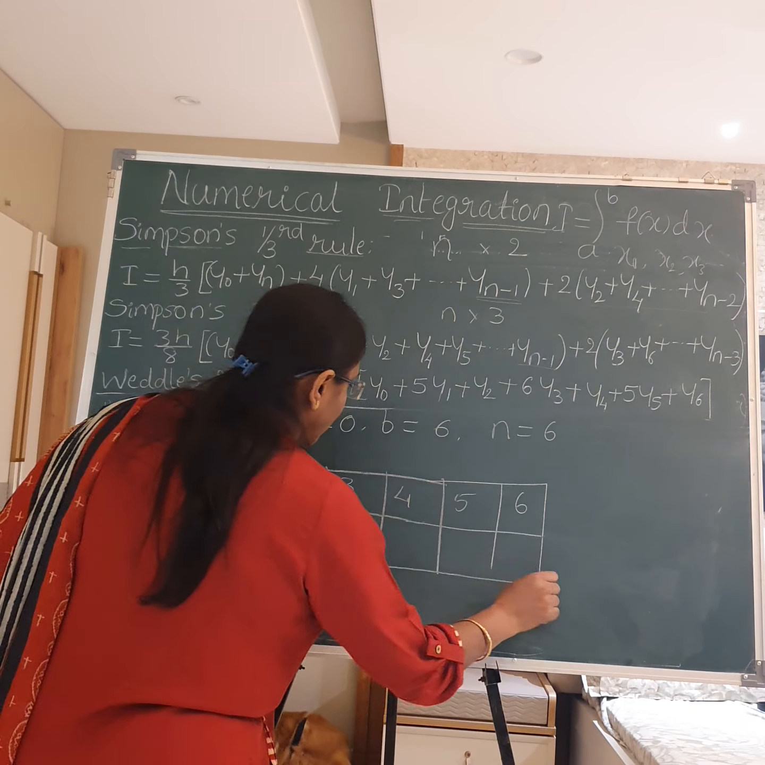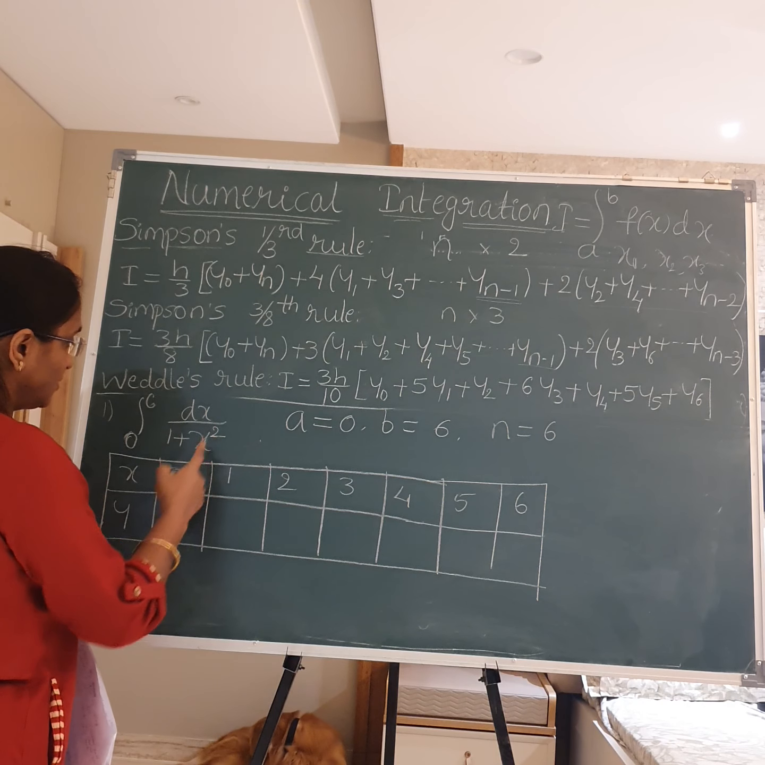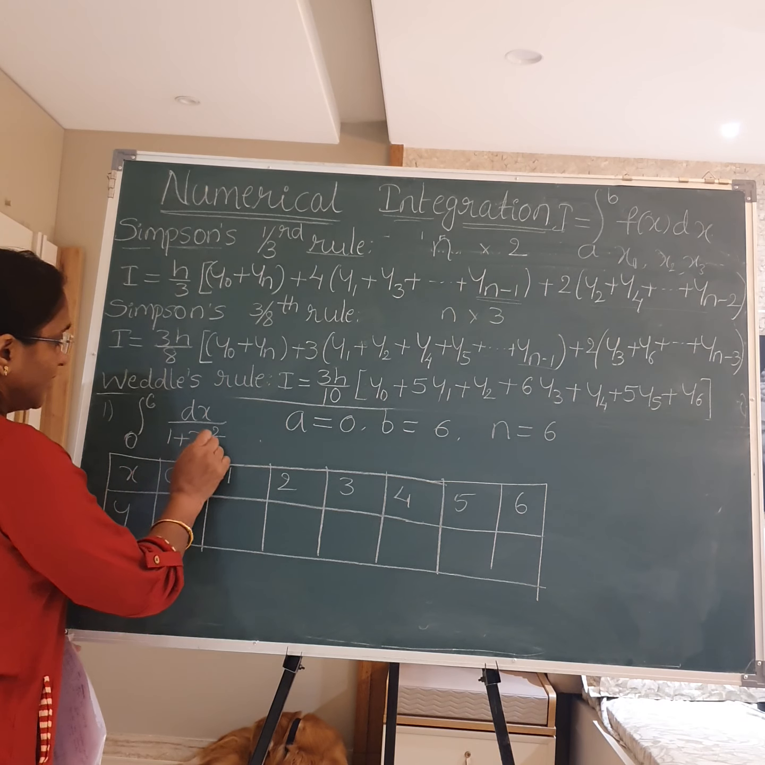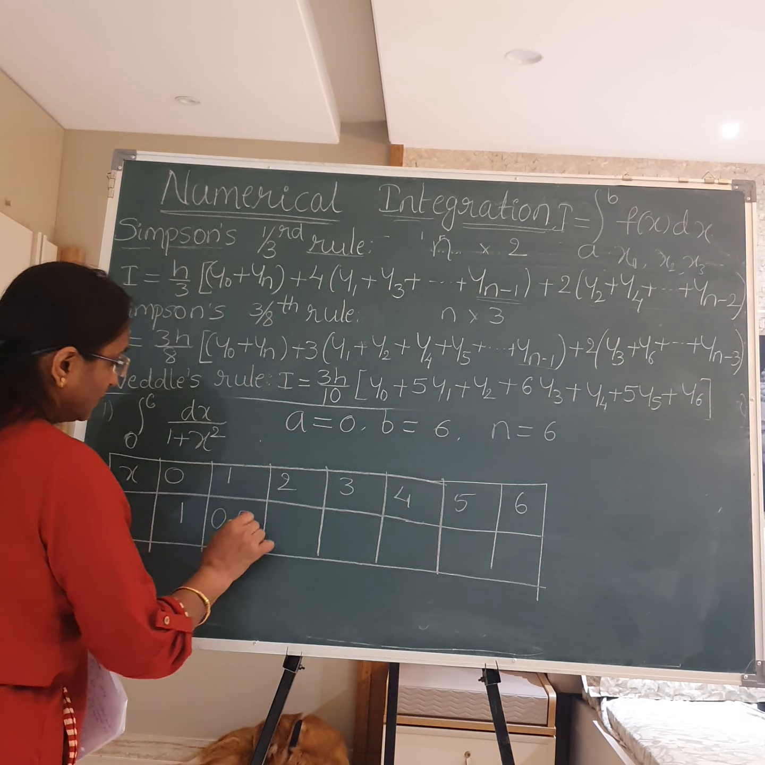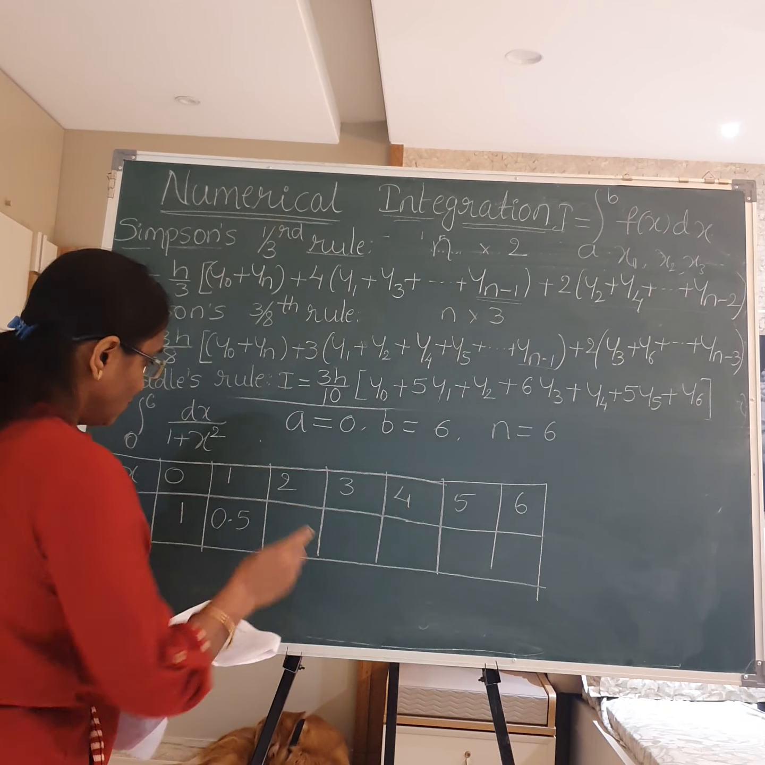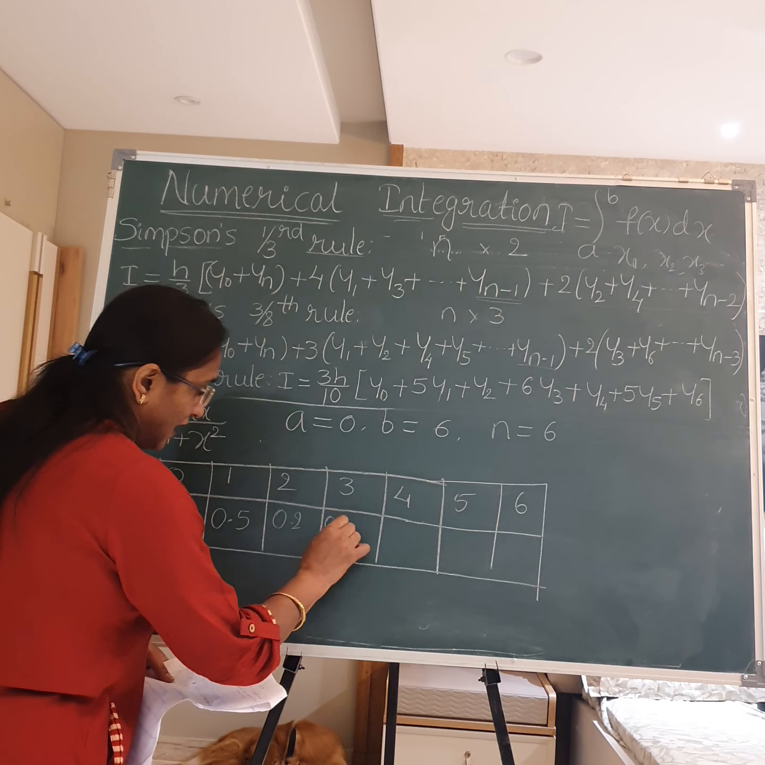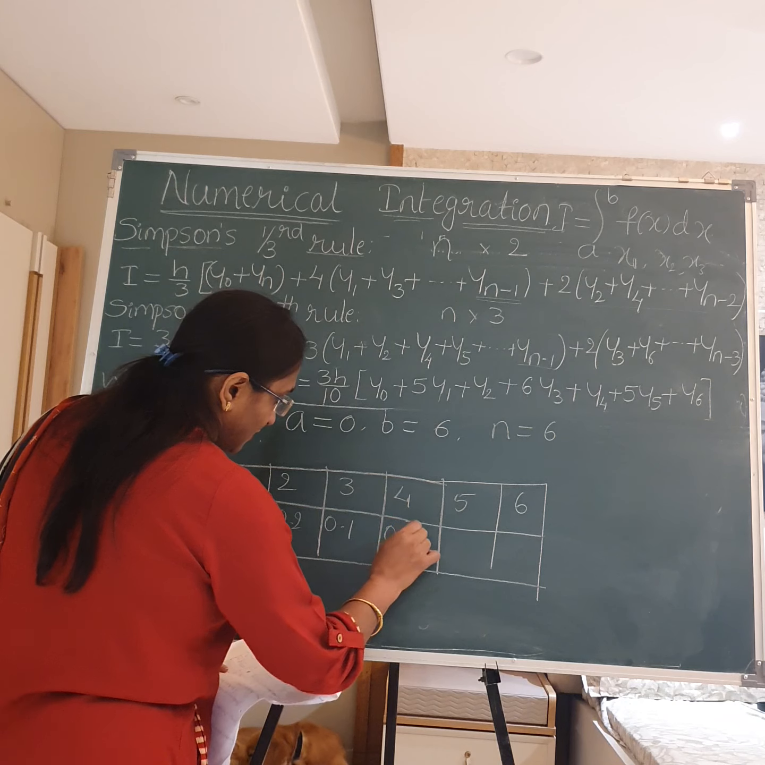Respectively, you have to find out the Y value. Just in this one, put X equal to 0, you will get Y value. X equal to 0, you will get 1. X is equal to 1, that is 1 by 2, 0.5. Then X is equal to 2, you will get 0.2, 0.1. Always take up to 3 decimal places to get accurate value.